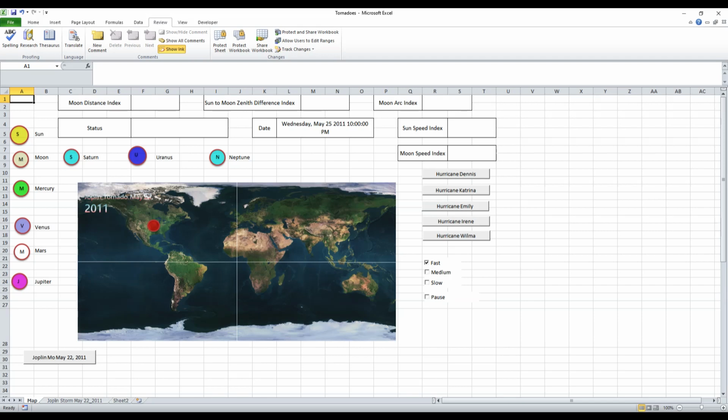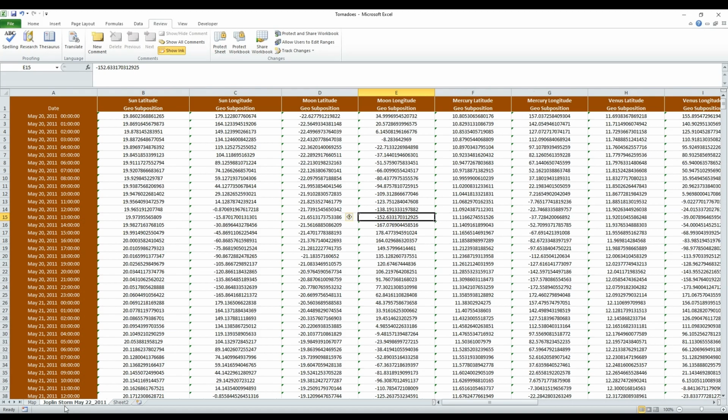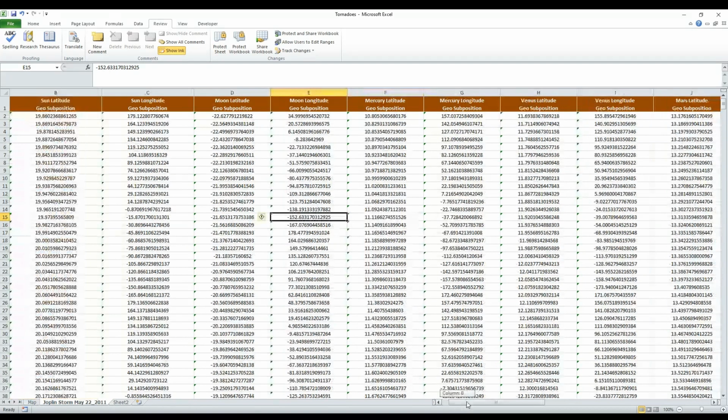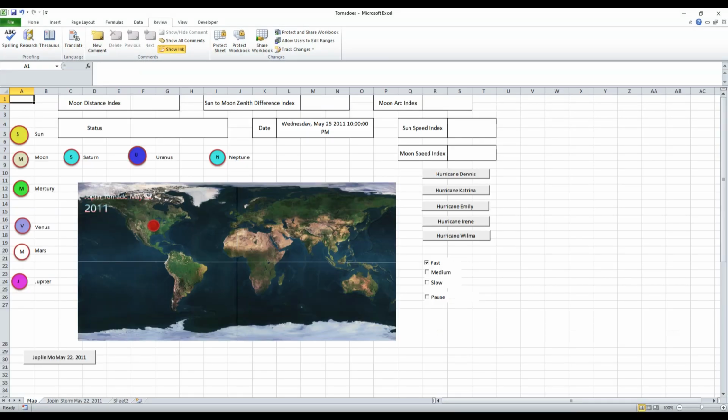And so now we get to the meat and potatoes of my study. And what you see on your screen right now is a sort of animation, if you will, of planets as their cones of influence seemingly travel across the surface of the Earth. Now, this is based on data, which is on a secondary tab, which has the latitude and longitude for the Sun, the Moon, Mercury, Venus, Mars, Jupiter, Saturn, and Neptune.